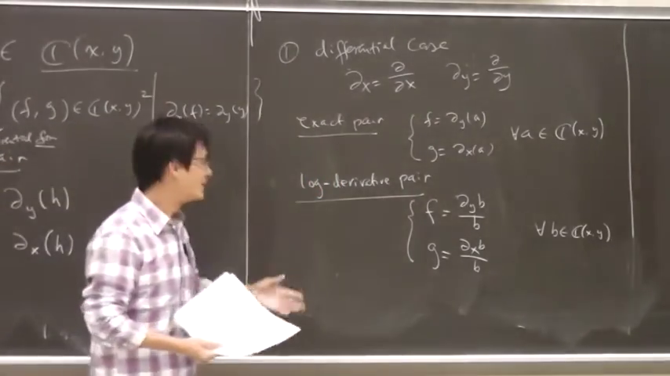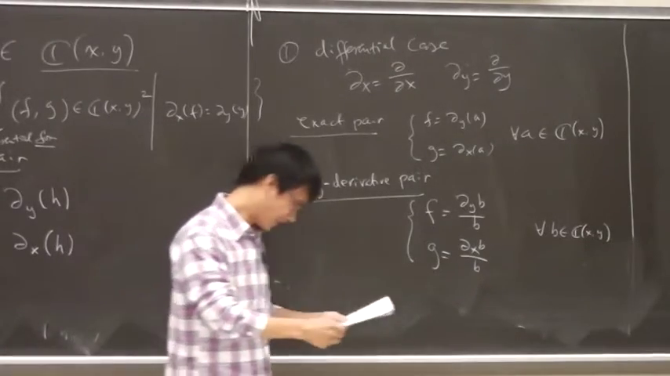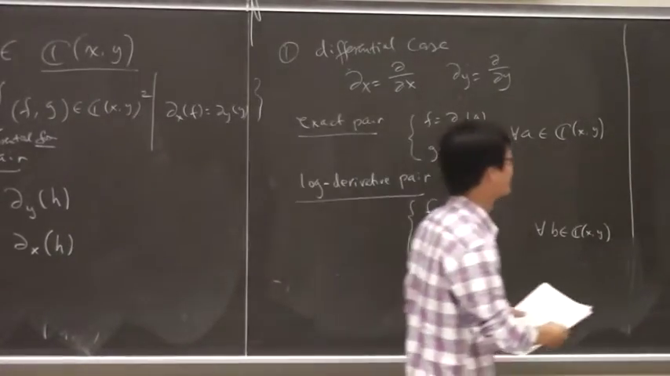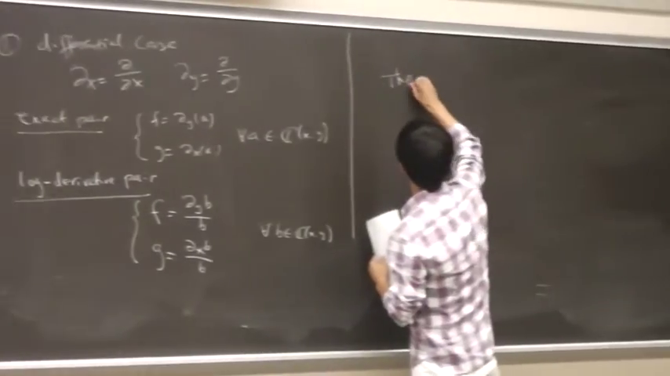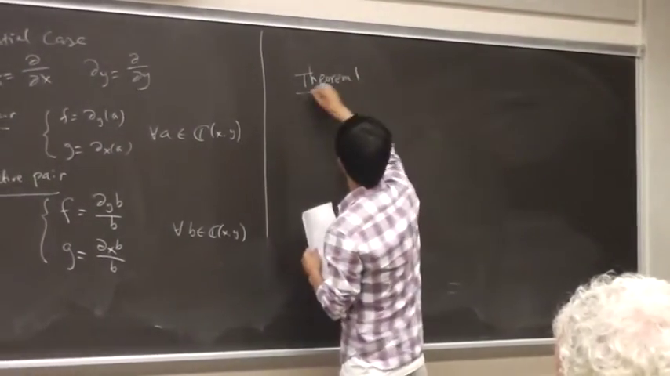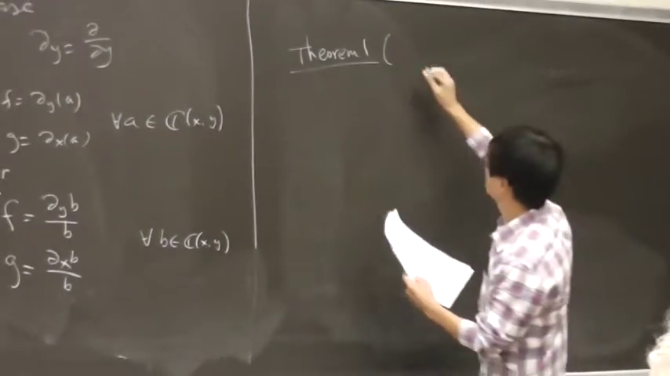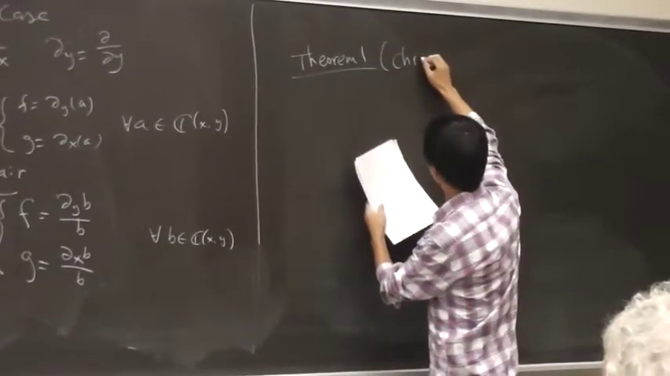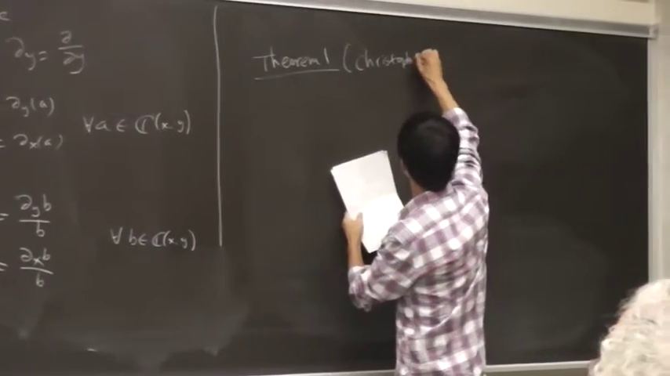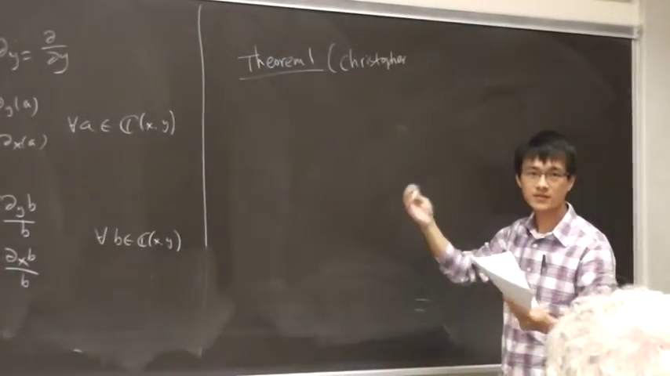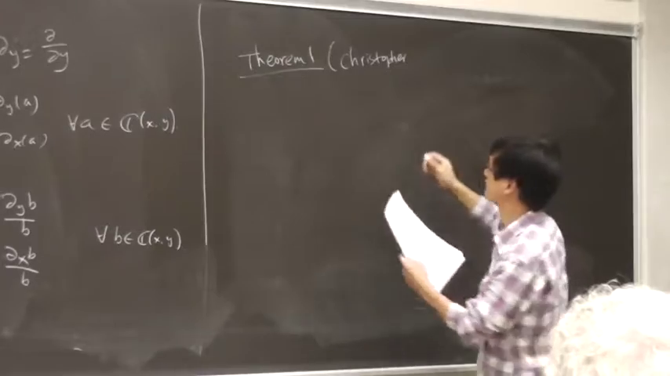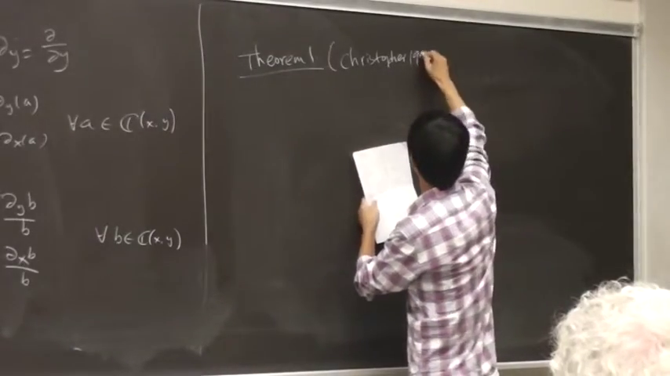Now the question is whether that's all. Here comes the theorem: that's all the possible pairs you can get. Actually, this is not my theorem. It is due to Christopher. People who studied polynomial vector fields needed to understand this kind of structure. It was in 1999.